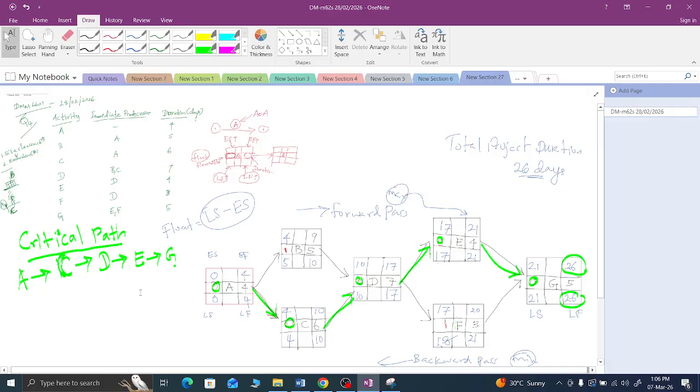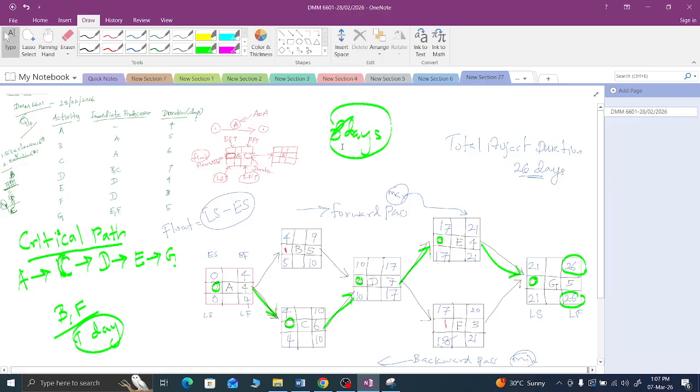B and F can be delayed. B and F can be delayed by 1 day. So the flexibility is only that. You can only delay B and F by 1 day. If you delay more, that will also affect the total project duration. That problem is there. Say one activity gives 8 float, 8 days as float. So if anyone asks you to find the maximum, in this diagram, if anything gives 8, that is the maximum.